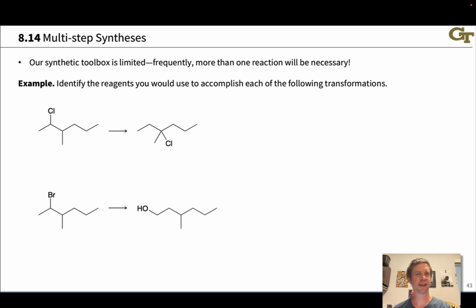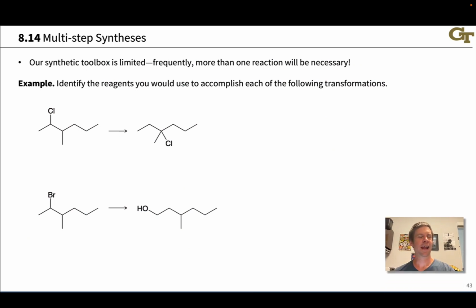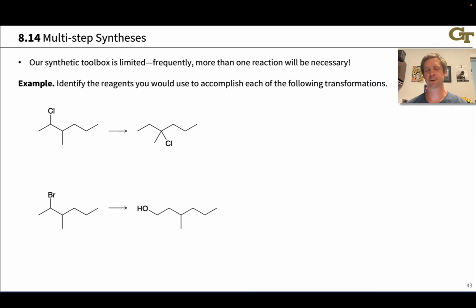At this point, our synthetic toolbox is quite limited, and more often than not, when we talk about synthesis, it's going to require multiple reactions, multiple steps to accomplish a given transformation. For example, we've seen no reaction that can cause a rearrangement of chlorine like this within a carbon skeleton. We're going to need to use multiple chemical reactions to accomplish this.